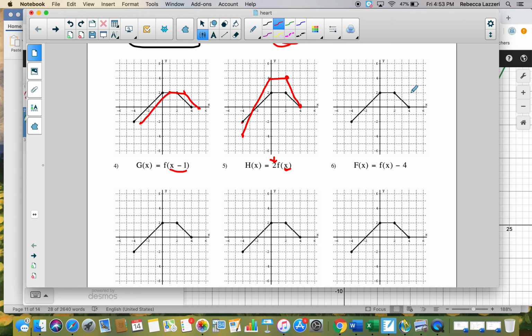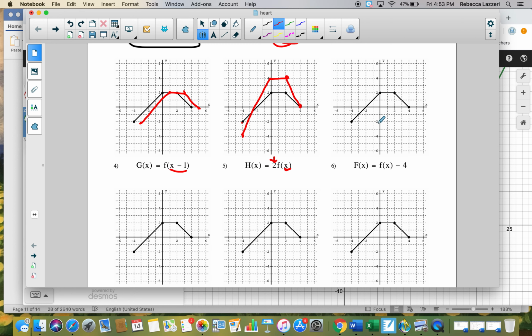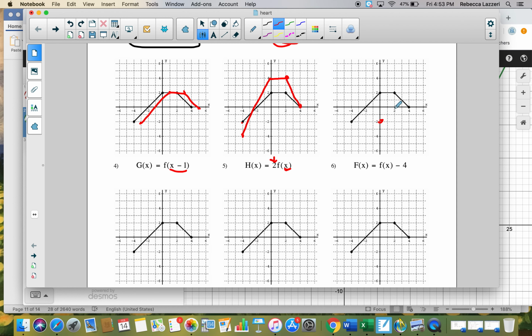All right, on this one, move everything down 4. 1, 2, 3, 4. Move this down 1, 2, 3, 4. And move this one down 1, 2, 3, 4. Okay, so my new graph is like this.